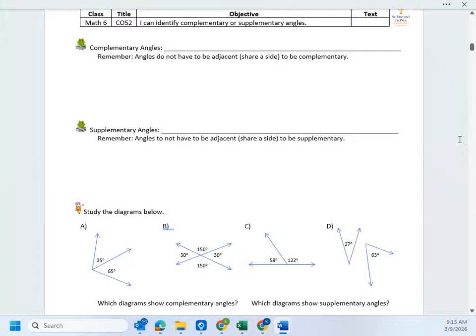Good morning. Today we are continuing on with those angles that we started before. So remember, we used the protractor that one day on measuring our angles. Now we are working on more things to do with that.